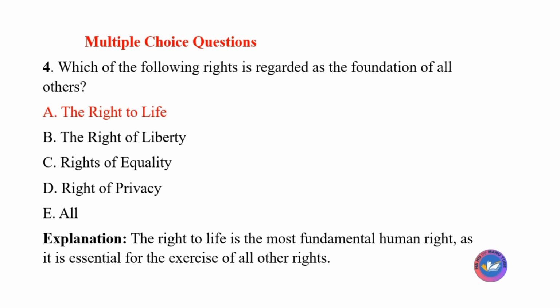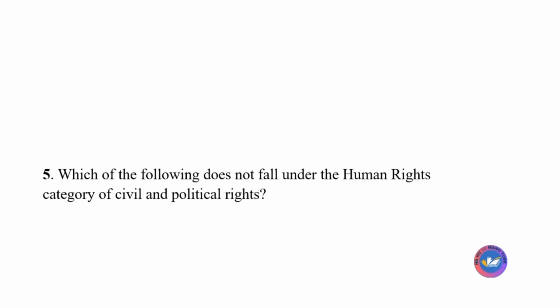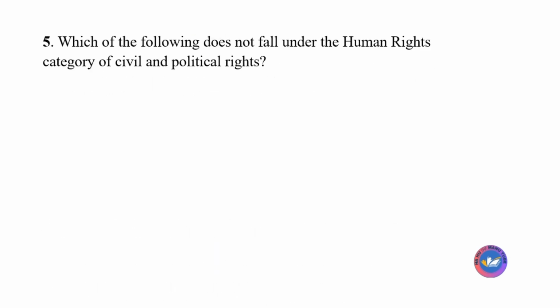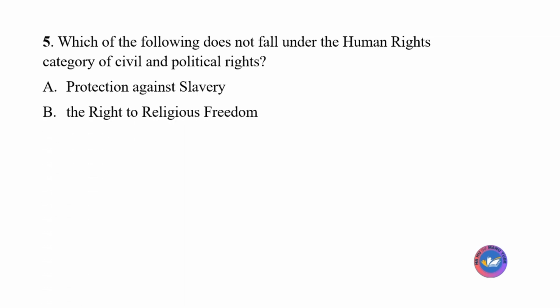Question number 5. Which of the following does not fall under the human rights category of civil and political rights? A. Protection against slavery. B. The right to religious freedom. C. The right to property. D. The right to health services.